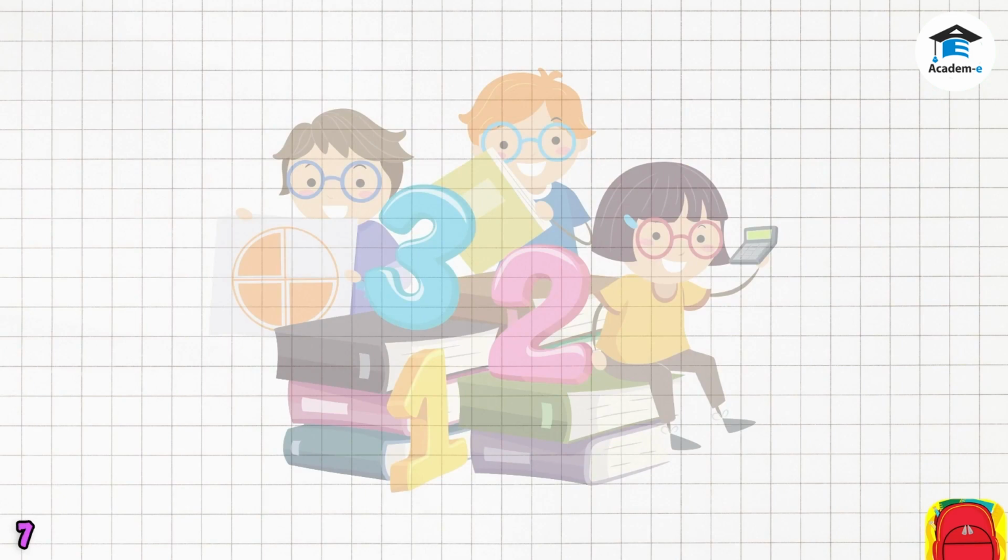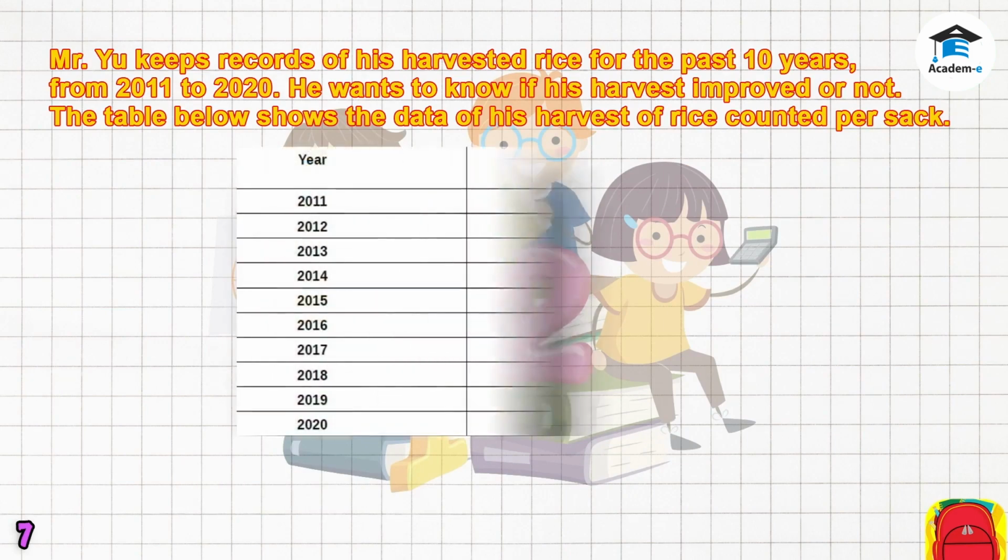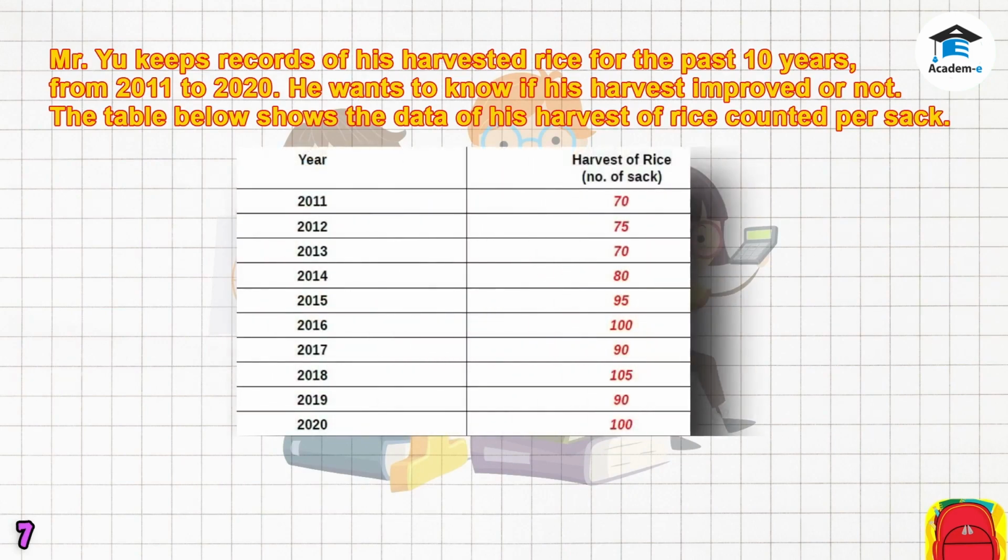Here's an example of a line graph. Mr. Yu keeps records of his harvested rice for the past 10 years, from year 2011 to 2020. He wants to know if his harvest improved or not. The table below shows the data of his harvest of rice counted per sack.